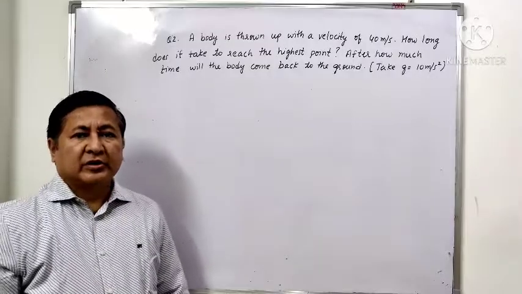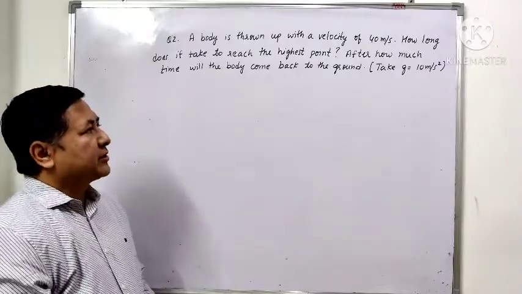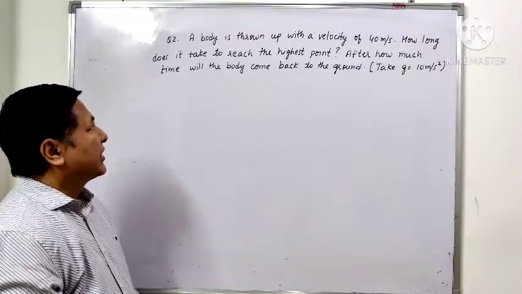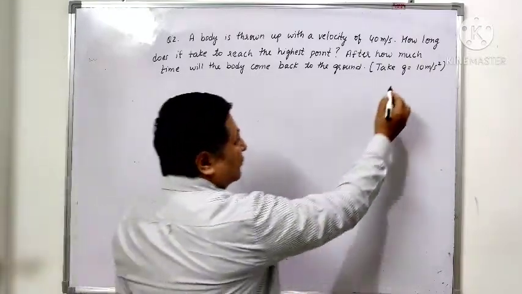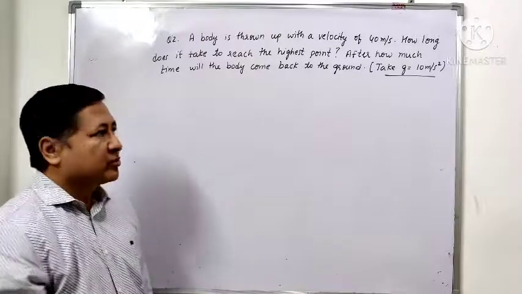Now let us solve the second question. A body is thrown up with a velocity of 40 meter per second. How long does it take to reach the highest point? After how much time will the body come back to the ground? And in this question it is given that you have to take the value of g, that is acceleration due to gravity, as 10 meter per second square.